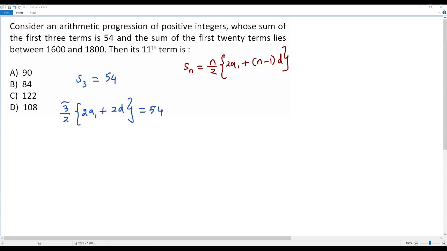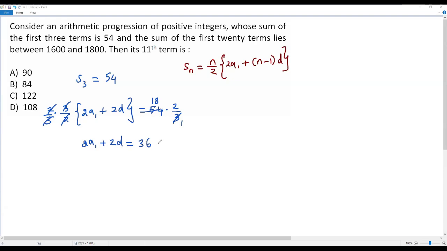Now to get rid of the fraction 3 over 2, I'm going to multiply both sides of the equation by the reciprocal of this fraction, that is 2 over 3. Let me do it. Here the 3 will cancel out, the 2 will cancel out, and we get 2 times a1 plus 2d equals, 3 goes into 54 18 times, 2 times 18 is 36. Here I got an equation in terms of the first term a1 and d, that is 2a1 plus 2d equals 36.